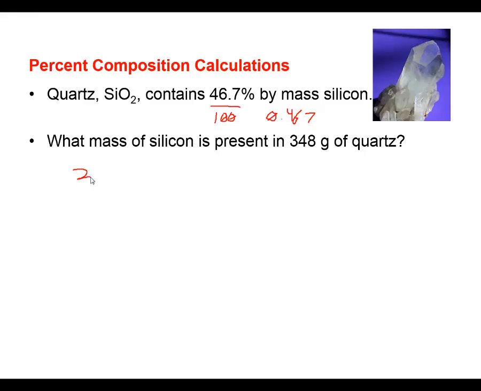So I can take the 348 grams here of my quartz, multiply it by the mass fraction of silicon in the sample of 0.467, and I'm going to find that I would have in this sample 163 to 3 significant figures grams of silicon.